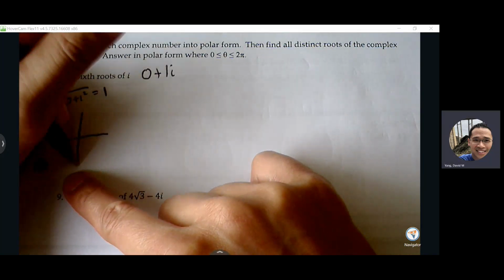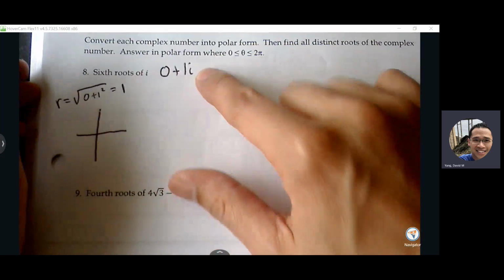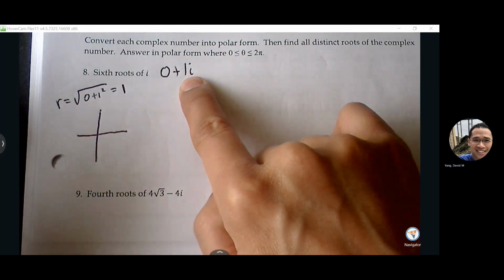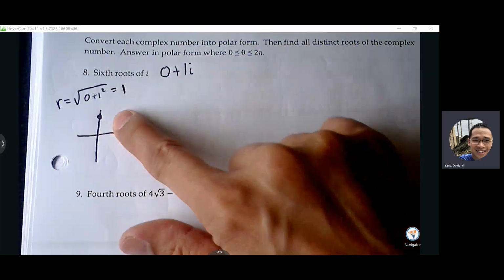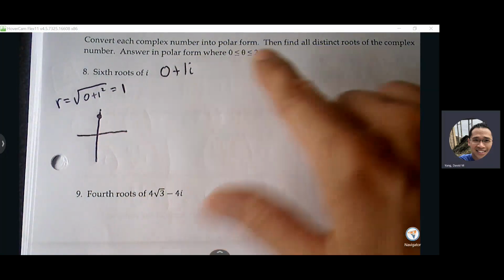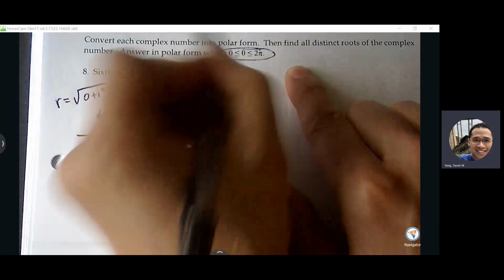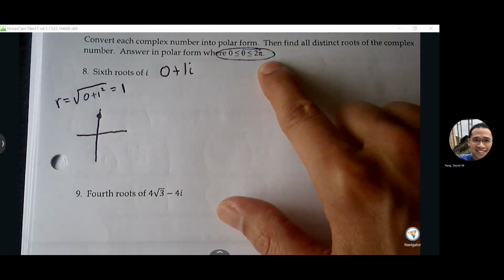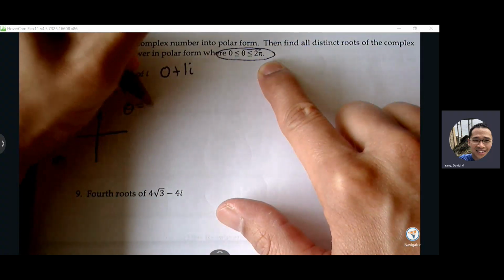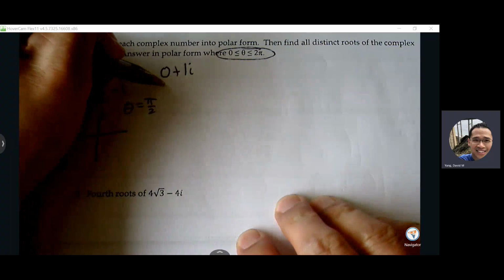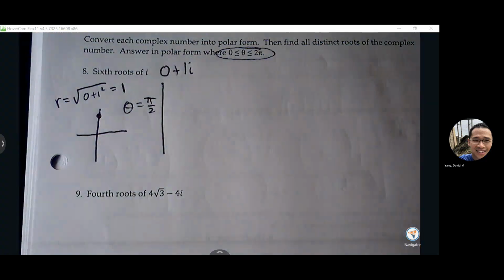Now, plot this ordered pair like you would on the coordinate plane. So where's it going to land? 90 degrees. Yep. However, we do need to leave it in terms of pi. So pi over 2. So theta is pi over 2. This is a nice unit circle value. So we're going to have to build this using radians.